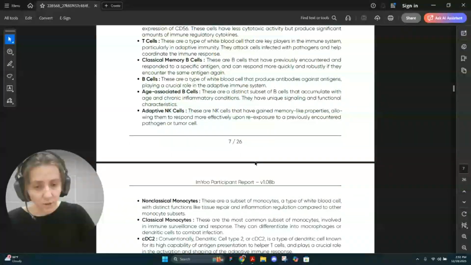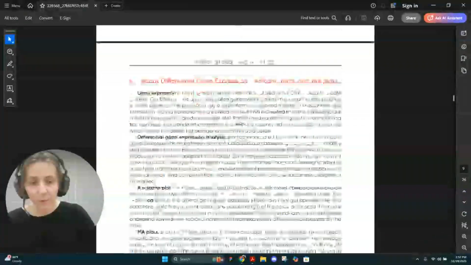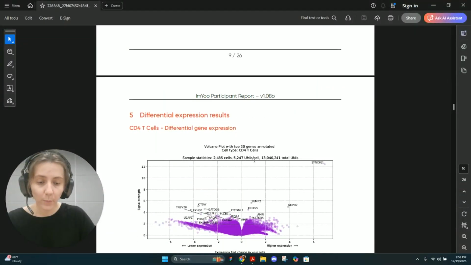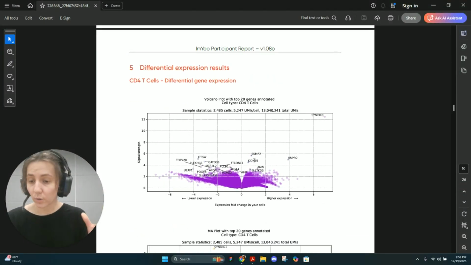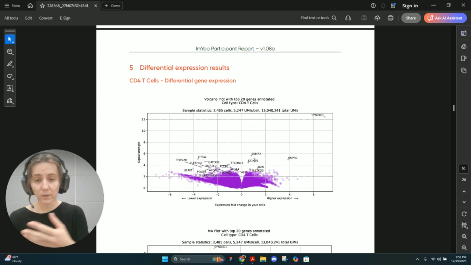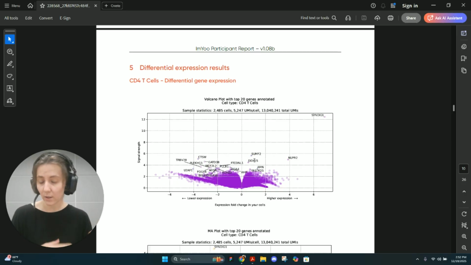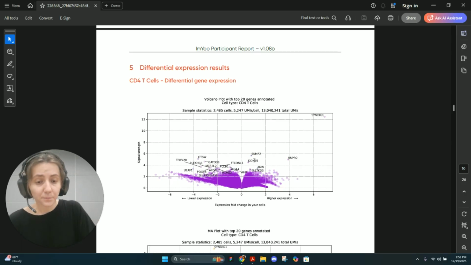So as I said, we're not just measuring what kind of cells you have, but what are those cells doing? So here you're going to see in section 4 a thing called differential expression. So this is where we are comparing either you to everybody else in our atlas, or if you participated in a study where you collected multiple samples, you're going to be comparing your, say, healthy state to your flare state if you're in our autoimmune flare study.